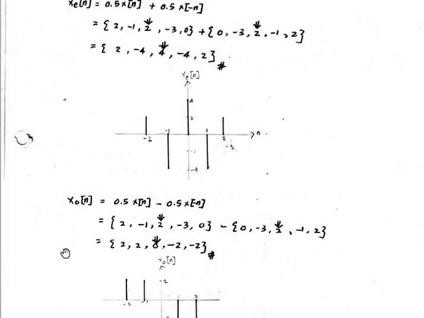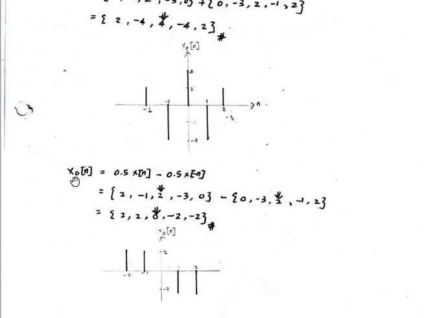In order to check the answer, you can plot the graph of x even and x odd. I have plotted the x even signal with 2, negative 4, 4, negative 4, and 2. When you plot it, can you see that the left-hand side signal and the right-hand side signal are identical? If yes, they are the same and it is the even signal.